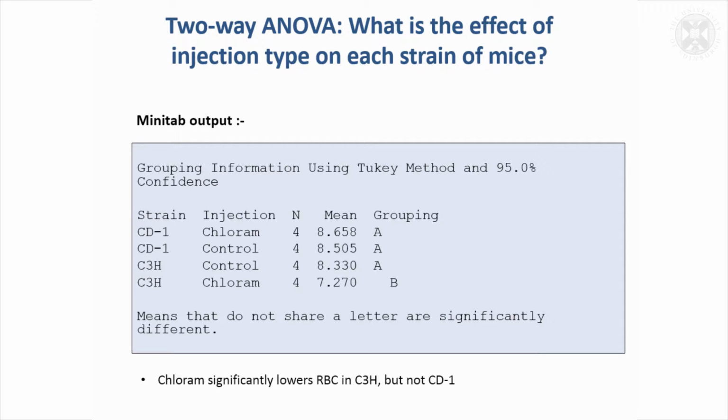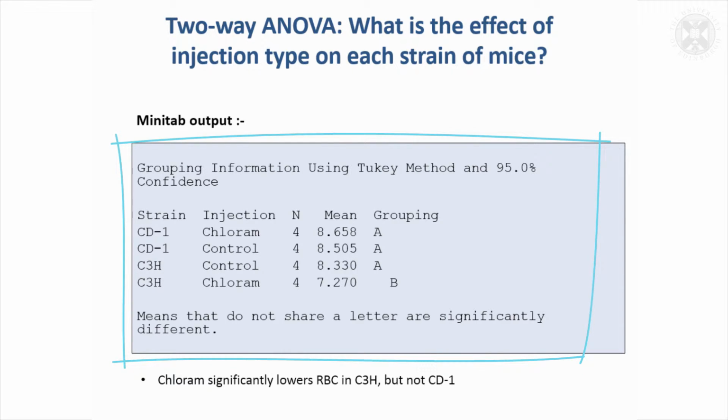In Minitab we get this output. This is for the interaction. It's going to tell us for each of the 4 groups of the data. So the CD1 strain who had chlorum compared to the control group for that strain both had this letter A. So that says there's not a significant difference between the effect of the injection for that strain of mice. But for the 2nd strain, C3H, if we look at the control row and the chlorum row, we get an A and a B. So that means there's a significant difference depending on the injection type for that strain of mouse.